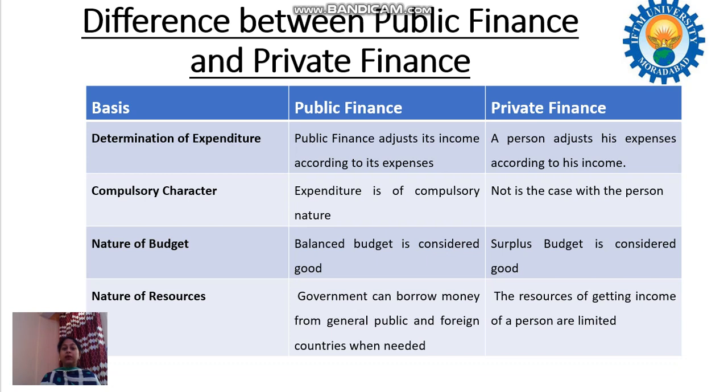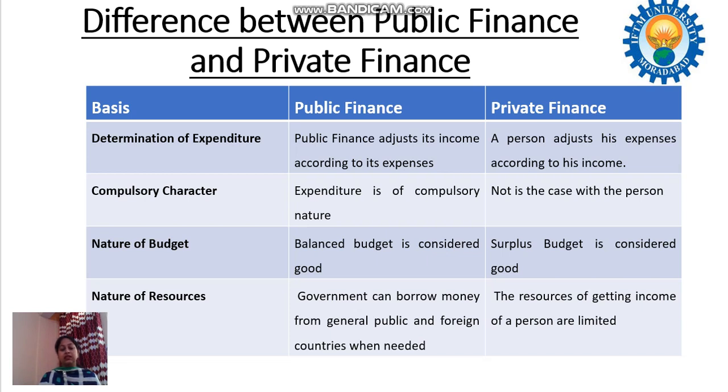We already studied about public finance. Now, what do you mean by private finance? Private finance is the finance of an individual person, that is how an individual person deals with their finances. The first basic difference between these two terms is determination of expenditure. In case of public finance, the government first plans their expenditure and then their revenues. But in case of private finance, an individual person first plans their revenue and then their expenditures.